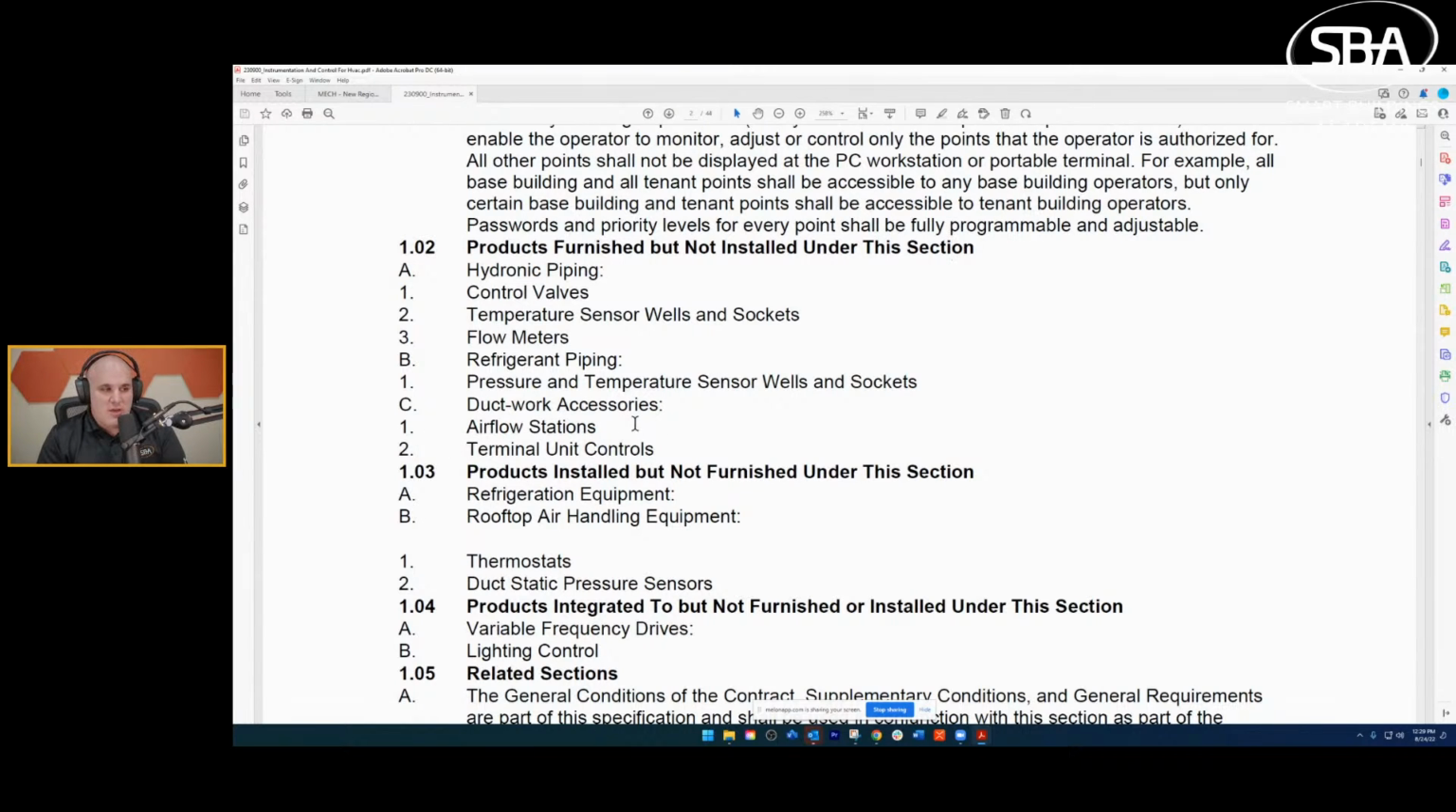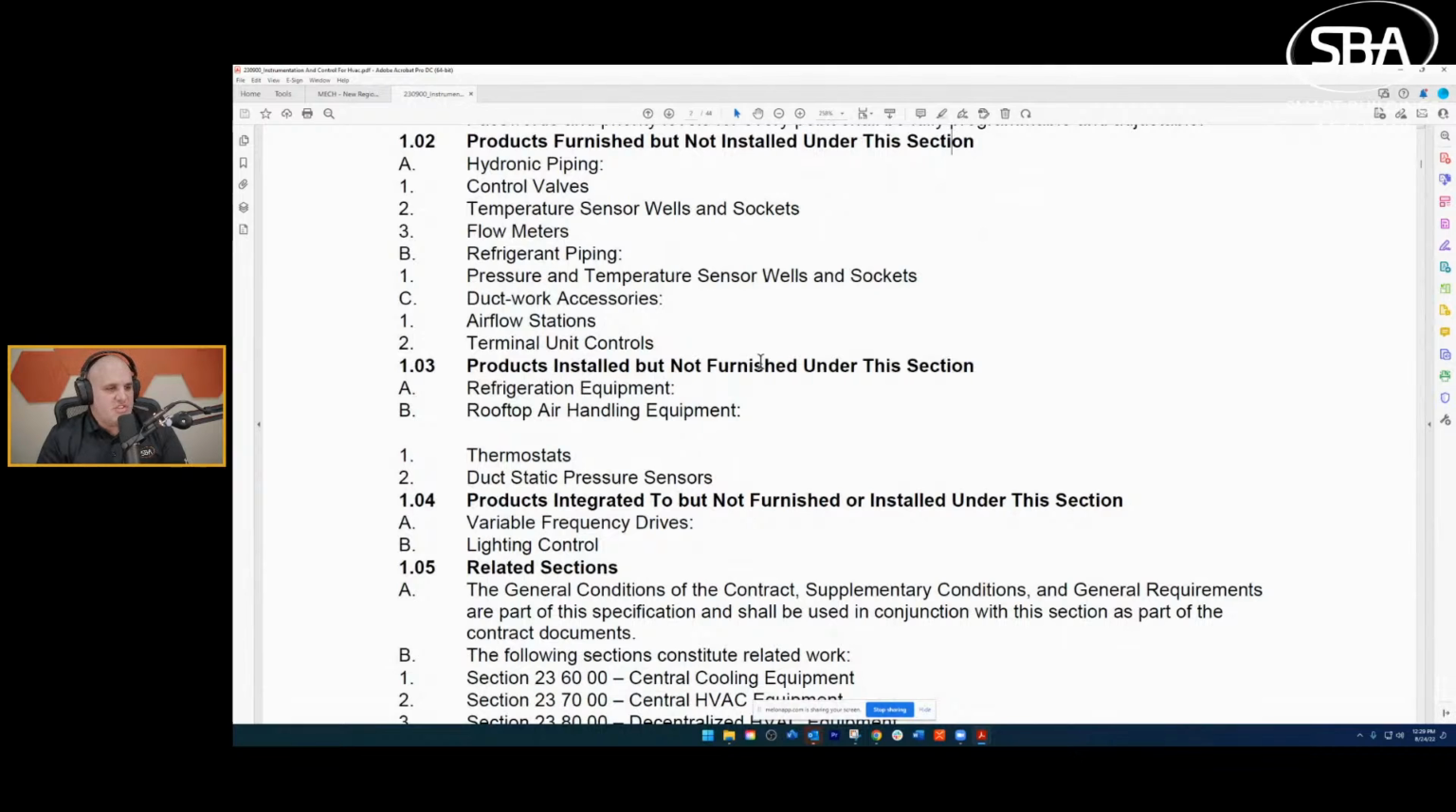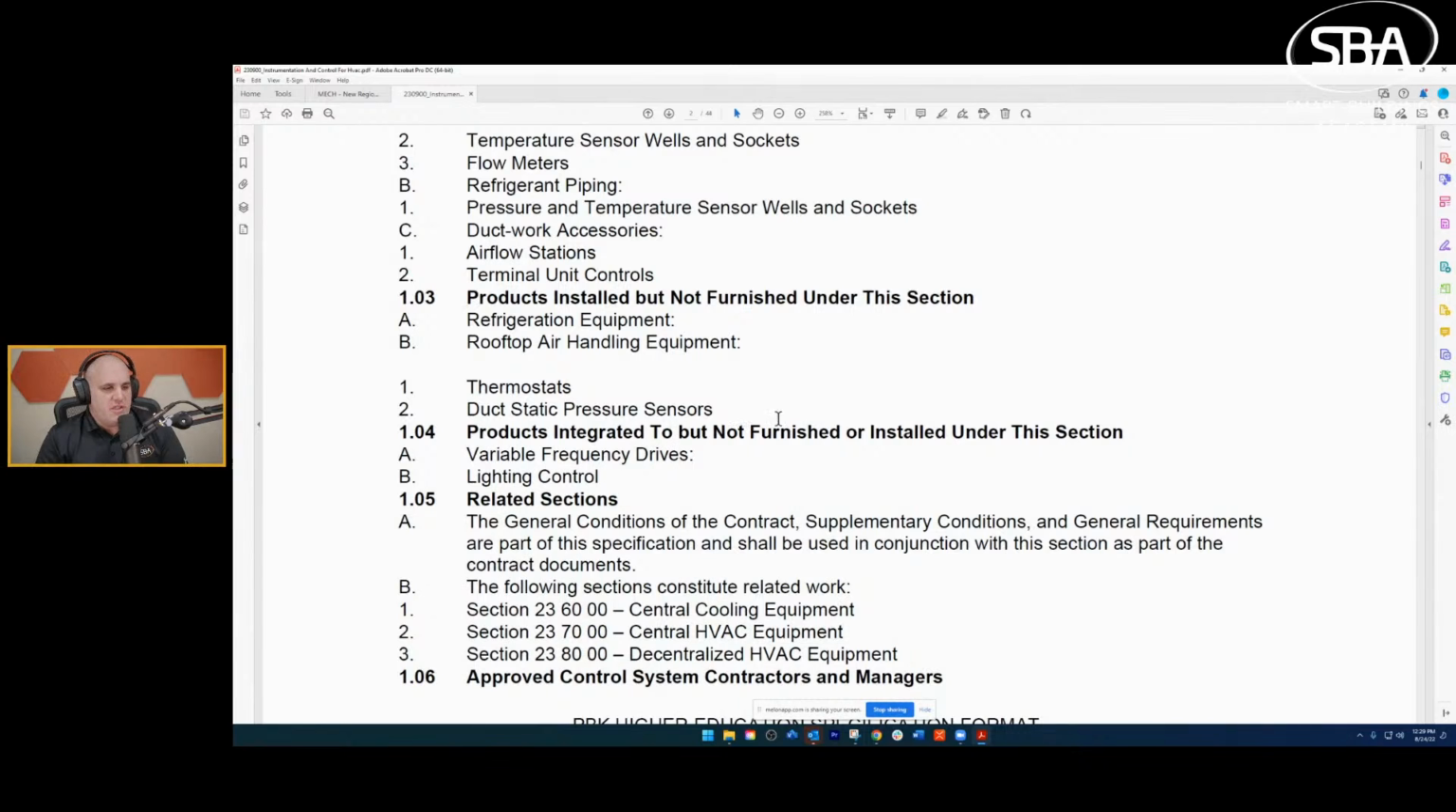Airflow stations, they're hit or miss. Pressure sensors, they're hit or miss, whether you have to install that. Terminal unit controls, etc. Then we see installed but not furnished. This is something that tends to be a little safer, but is also at risk of you being held liable for, oh, hey, you're installing this, but you also have to provide it. Products integrated to, you're usually pretty safe on this, except for things like variable frequency drives, or if it were to say flow sensors, etc.